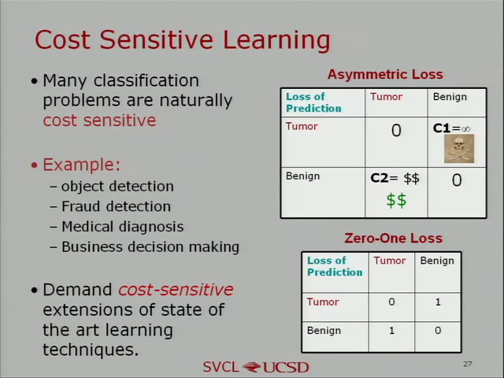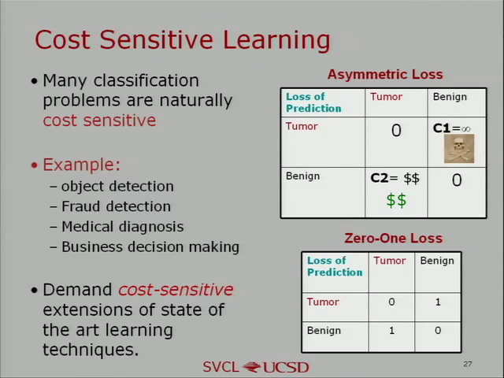Okay. So many classification problems are actually naturally cost-sensitive. For example, when we're doing fraud detection or medical diagnosis or business decision-making, the cost of misclassifying one class is usually much higher than the other. For medical diagnosis, missing a tumor might be considered as having an infinite amount of loss because it might result in the death of a patient.